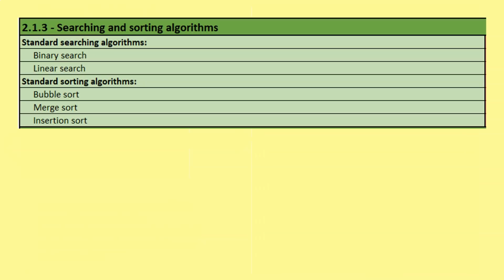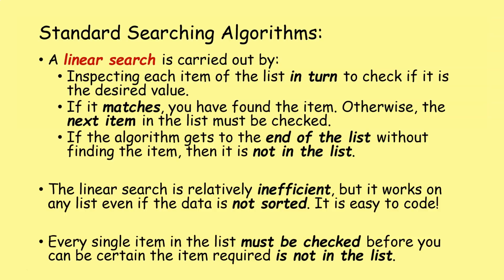Oh, this is a good one. Searching and sorting algorithms. Starting with standard searching algorithms. A linear search is carried out by inspecting each item of the list in turn to check if it is the desired value. If it matches, you have found the item. Otherwise, the next item in the list must be checked.